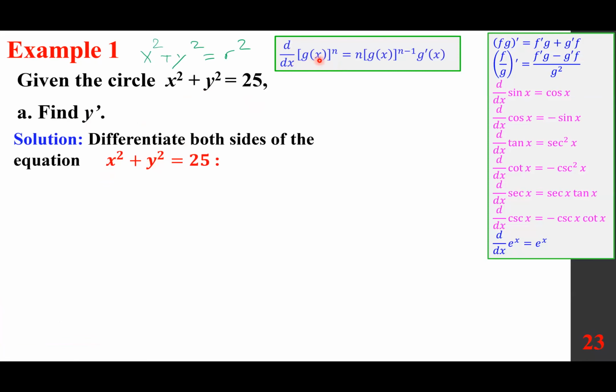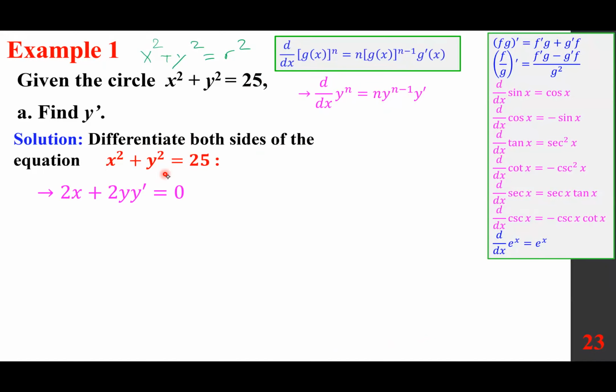I'm going to remind you of the extended power rule. The derivative of g of x to the power of n is n g of x to the power of n minus 1 g prime of x. And again, y is the same as g of x. So if I put y instead of g of x, d dx of y to the power of n is n y to the power of n minus 1 times y prime. Therefore, x squared gives 2x, we know that, but y squared gives 2y y prime, and any number results in 0. 2y y prime, extended power rule.